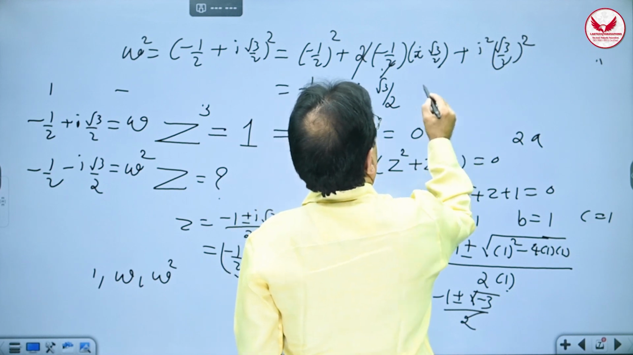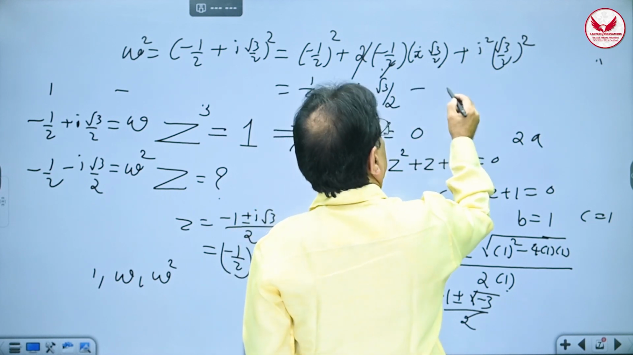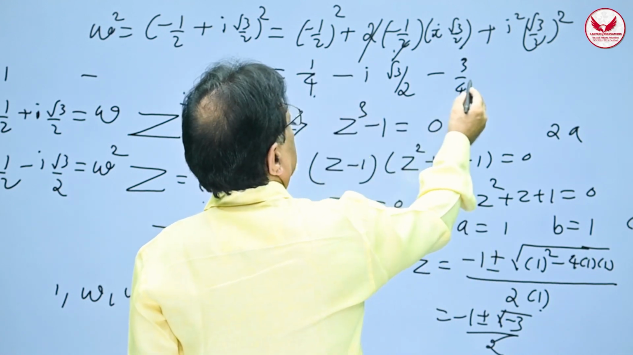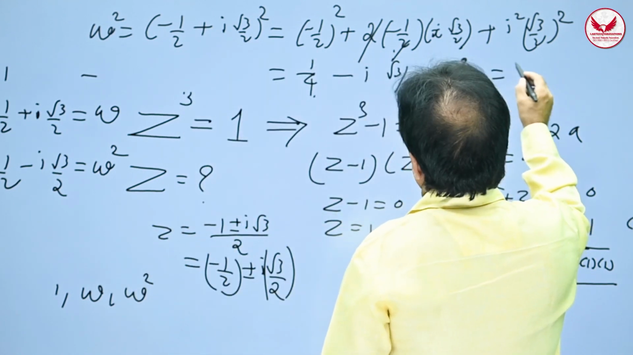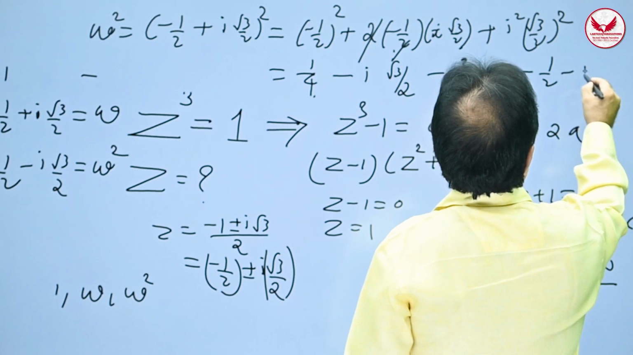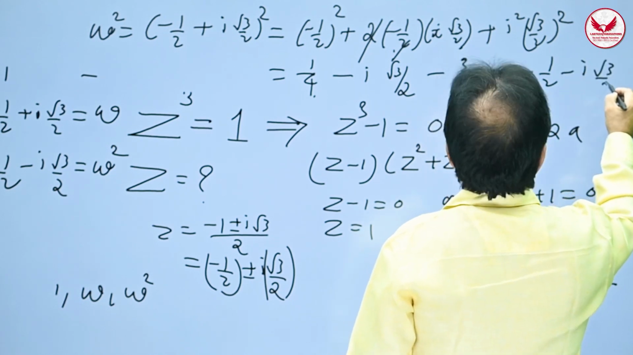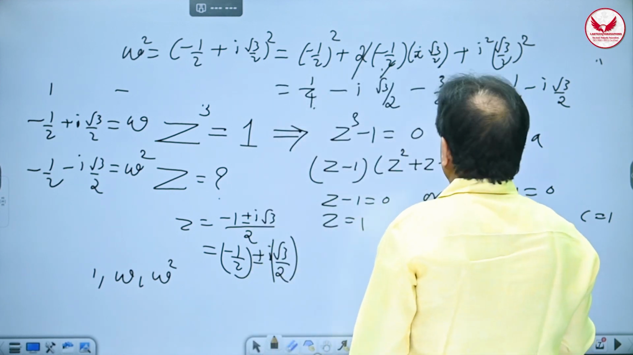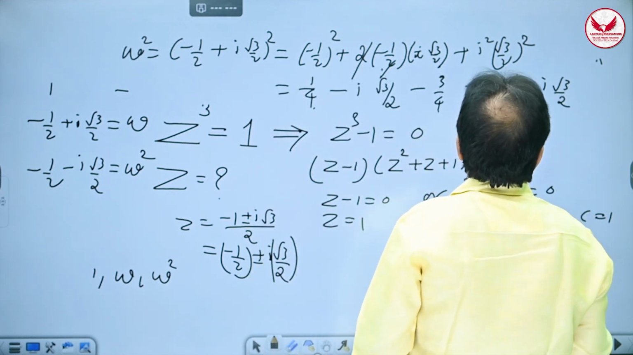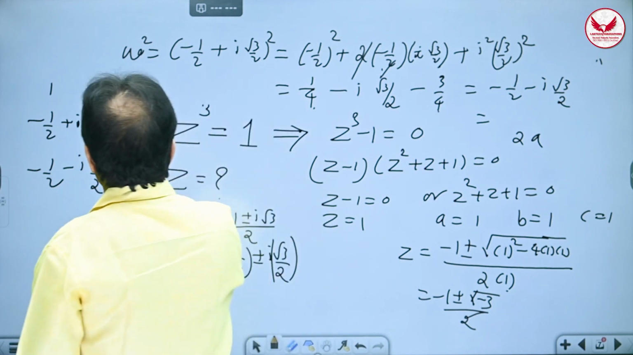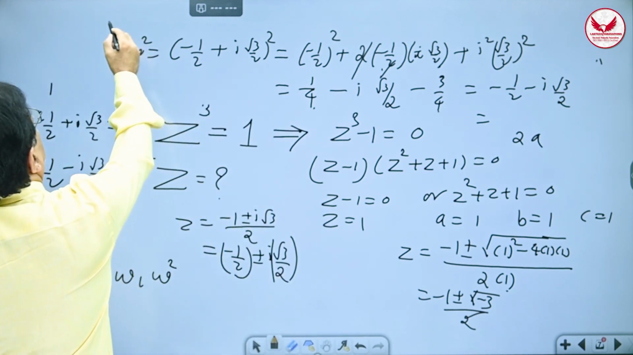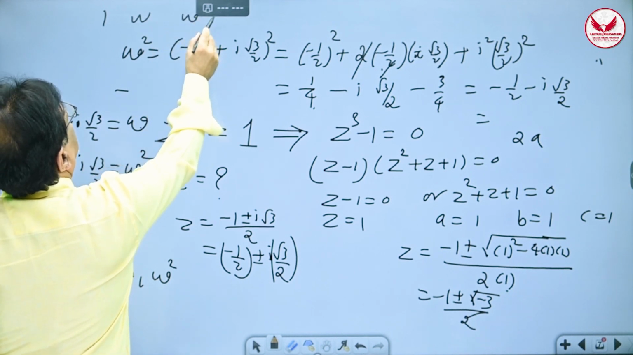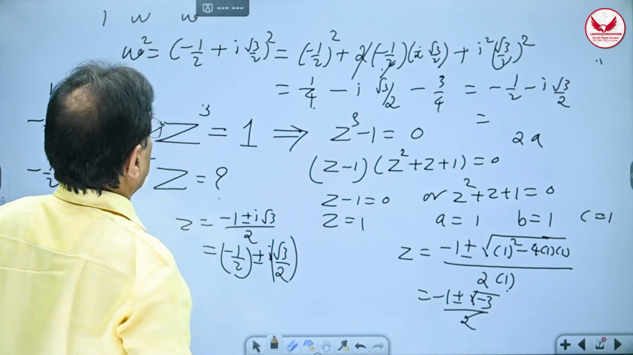And what do you get? i square is what? Minus 1. And root 3 by 2 square is what? 3 by 4. So what is that? Half. So this total will be what? Minus half minus i root 3 by 2. But that is nothing but the value of this third root. So that is omega square, right? So this is omega square. This is omega. This is 1. So the three cube roots of unity are 1, omega and omega square.